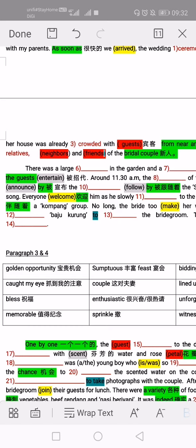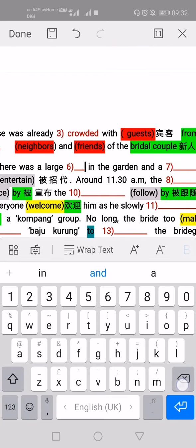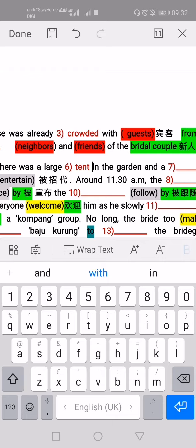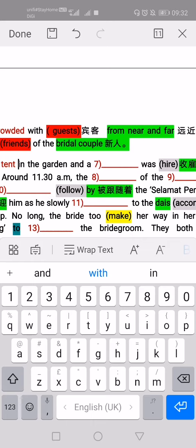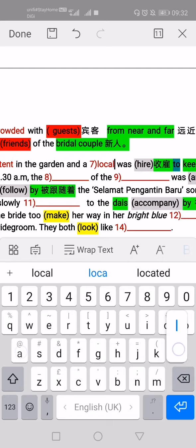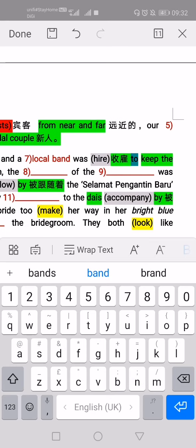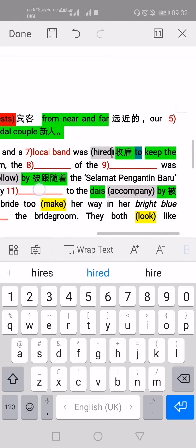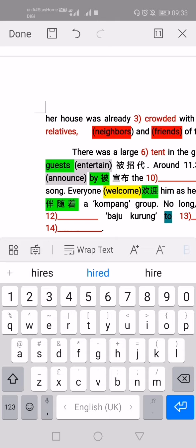there was a large, 很大的帐篷, there was a large tent. Answer is tent. In the garden, garden 就是你的那个院子，后院之类的。And a 本地的乐团。一定有音乐, must got music, right? So local band. And a local band was 被请,被受雇. 所以这边 we have to add D, 因为有被这个东西, okay? 有时候在华语是没有被, 但是在英文跟国语, 它有被的. To keep the guest, 为了为什么你邀请他, 为什么你雇佣他. Entertain, 要招待他们, okay, 要他们被招待, 所以英文要加ED.